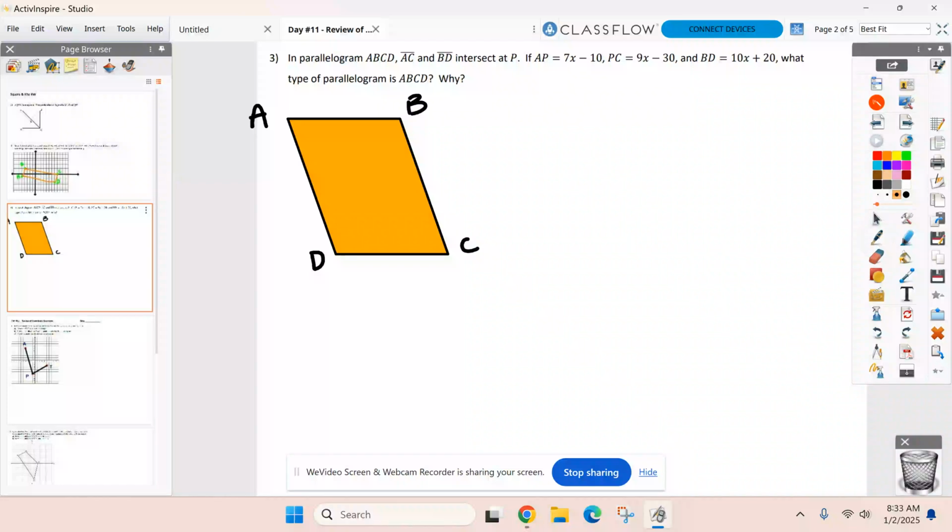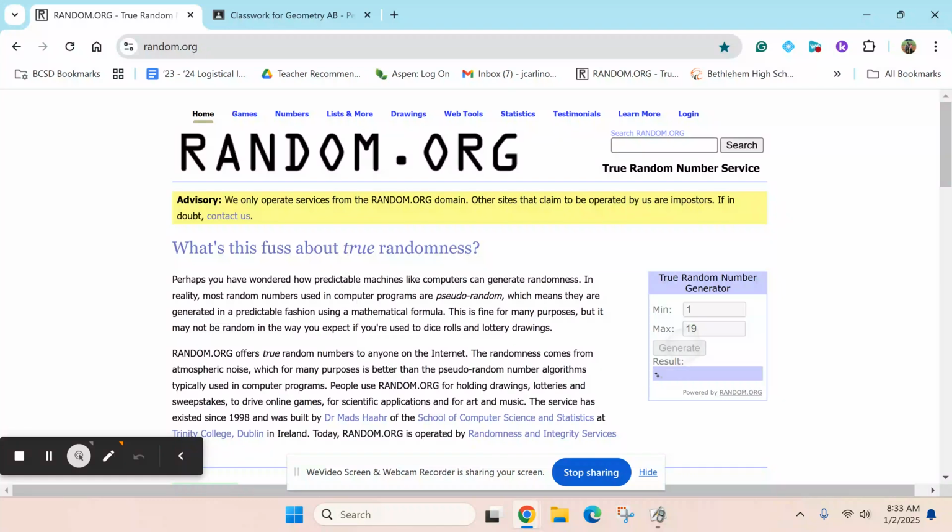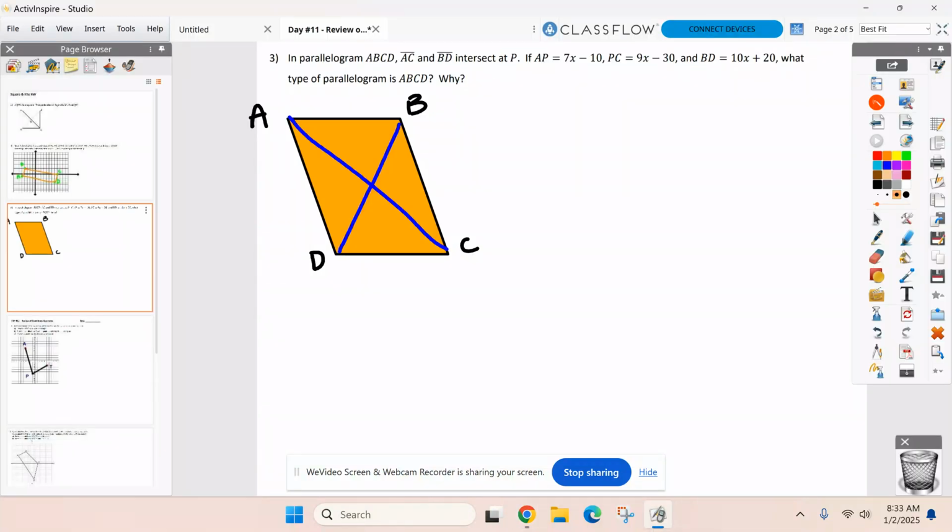A, B, C, D. Make sure we label it clockwise or counterclockwise. I'm going to draw in A, C, and B, D. What do I call those right there? Diagonals. Thank you. They intersect at P.